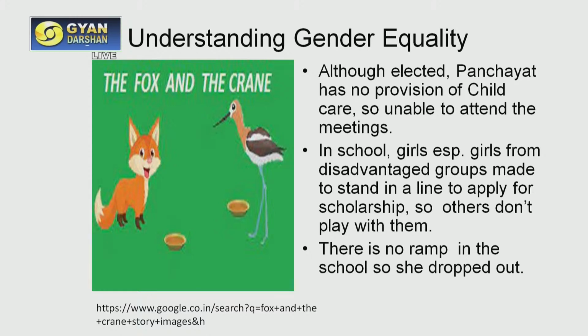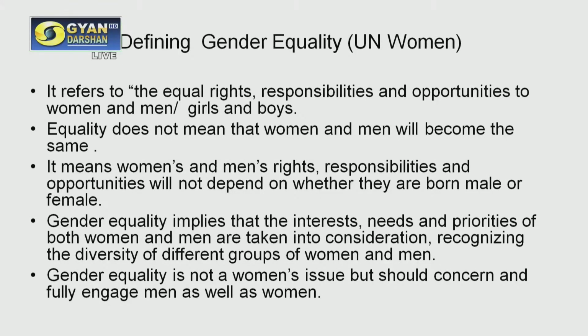After looking at this picture, I will explain what formal equality and substantive equality are. But first, let us define gender equality. Gender equality refers to equal rights, responsibilities and opportunities for women, men, girls and boys. Equality does not mean that women and men will become the same. It means women's and men's rights, responsibilities and opportunities will not depend on whether they are born male or female, irrespective of whatever gender one has. Equality means equal to all. So gender equality implies that the interests, needs and priorities of both men and women are taken into consideration, recognizing the diversity of different groups of women and men. Gender equality is not a women's issue, but should concern and fully engage men as well as women.